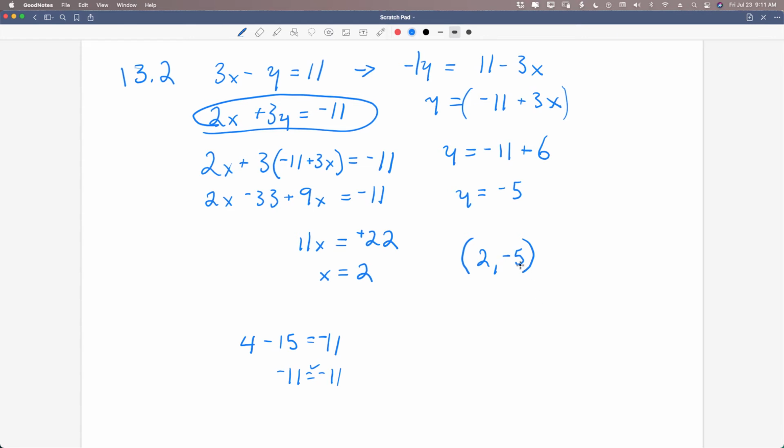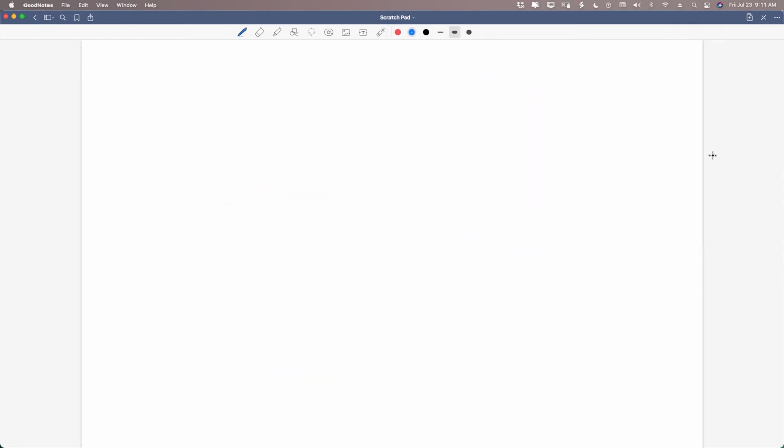All right, we have one more scenario here. Let's do 13.3. And we are given x plus y equals 20.